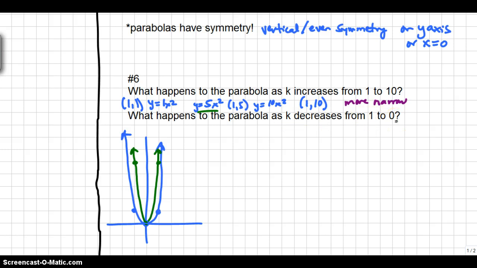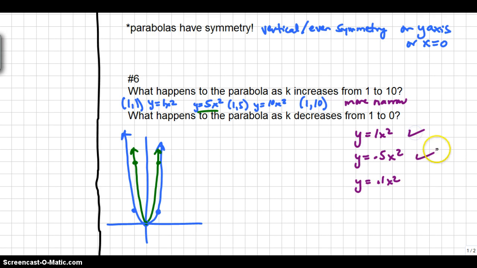Another option for you is to try graphing that on your graphing calculator. So try typing in 1x squared. Let's try maybe 0.5x squared. We wouldn't want to do 0x squared because that would be nothing. So maybe we'll do 0.1x squared. So try typing those in.